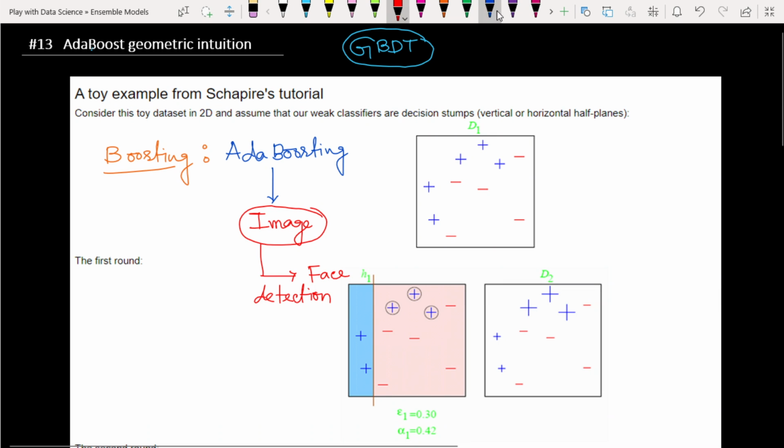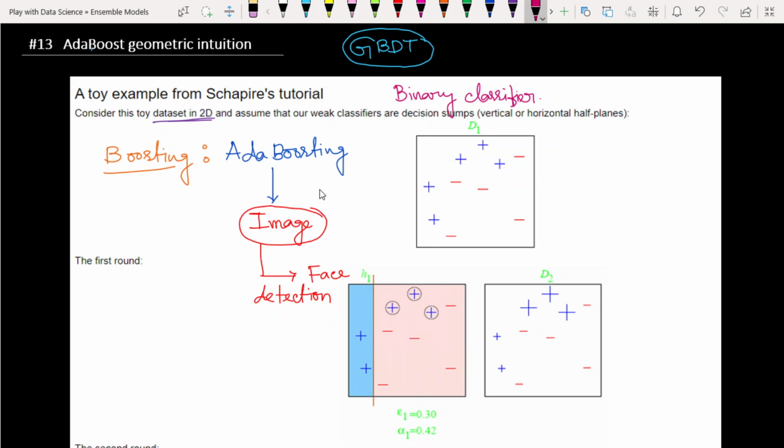Okay, so let's start. In the initial stage, this is the sample we have taken, a 2D data set. The data set here is actually 2D, and our assumed classifier is a binary classifier. It means the class is either positive or negative.